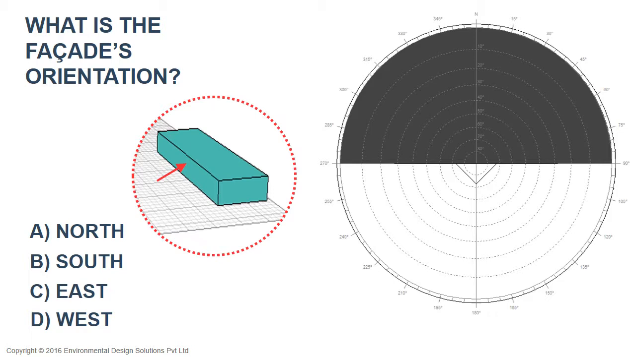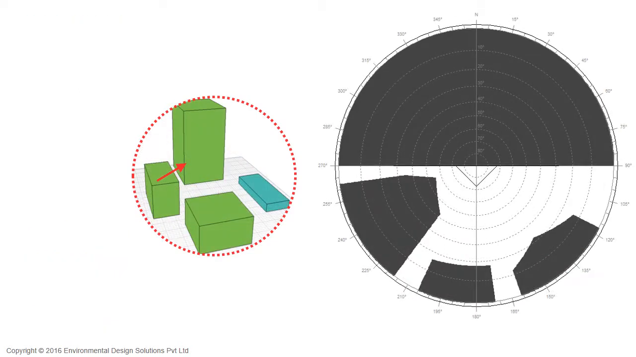Notice that the southern sky is completely visible on the shading mask. So that means the facade faces that direction. So the facade's orientation is south. Of course, if there were some other buildings or obstructions towards the south of the building we're looking at, then some part of the southern sky might have been obstructed too.